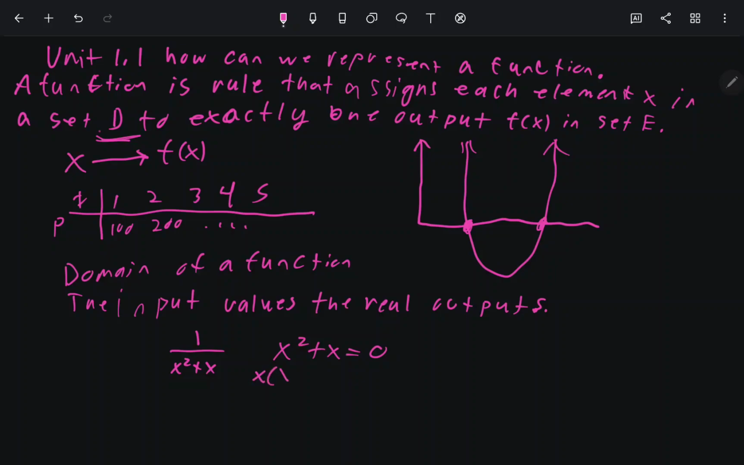So we're going to call this x plus 1. Pretty simple. And then if we solve for x, we get x is equal to 0 and negative 1. So our domain is going to be all real numbers, comma, x cannot be equal to 0 or negative 1.